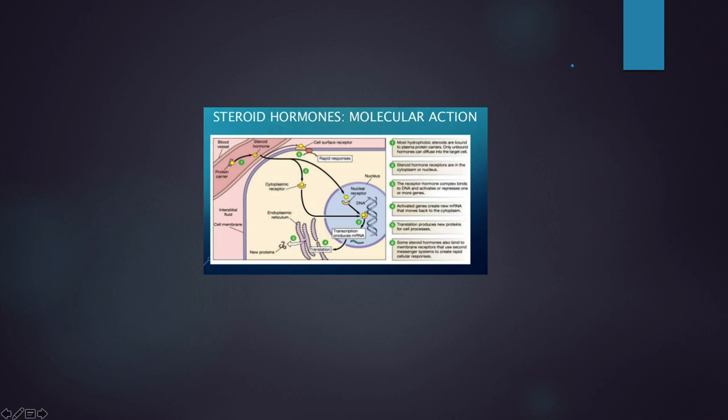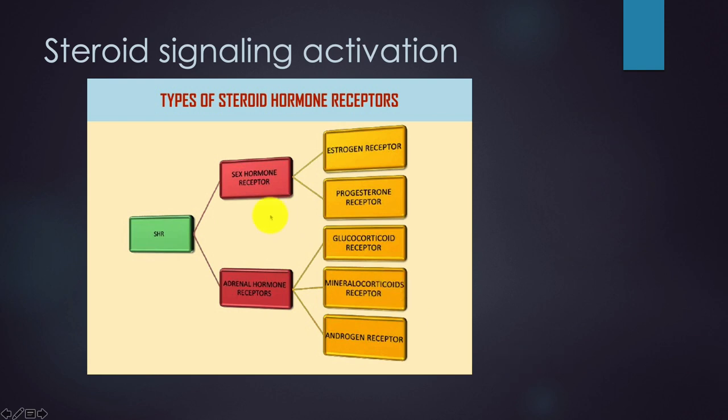I just wanted to show you another picture of that. Here is an example. I'm sure you know this, but these are steroid hormone receptors and steroid hormones. Obviously, this is a steroid hormone receptor. We have sex hormone receptors and we have adrenal hormone receptors. These are just examples of the things that use the internal receptors.